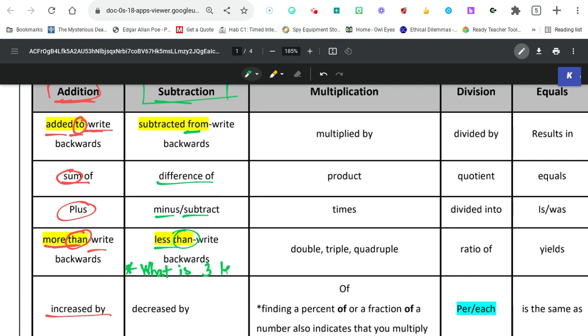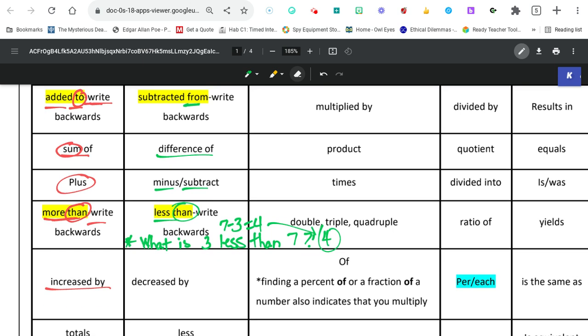is 3 less than 7, you don't want to write 3 minus 7. Everybody knows 3 less than 7 is 4, okay? But if you write 3 minus 7, you get -4, guys. The appropriate thing to write is 7 minus 3, which does give you that 4. That's because with a than statement, we want to make sure we write it backwards, okay? In order to have 3 less than 7, the 7 must exist first.